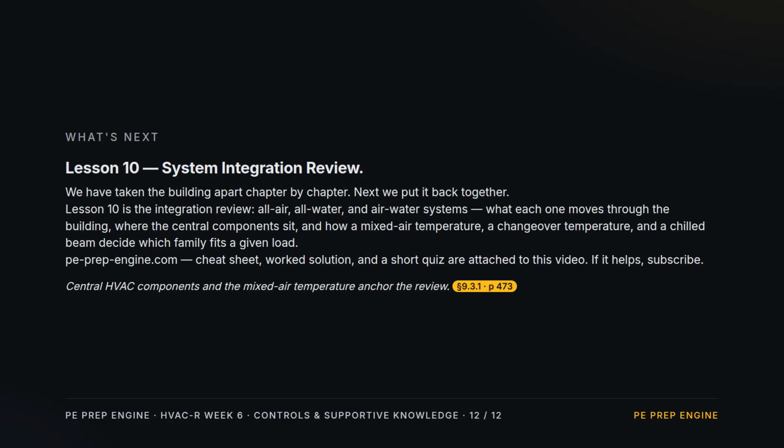Next up, Lesson 10, System Integration Review. We've taken the building apart chapter by chapter. Now we put it back together. We'll cover all air, all water, and air-water systems, what each family moves through the building, where the central components sit, and how a mixed air temperature, a changeover temperature, and a chilled beam decide which one fits a given load.